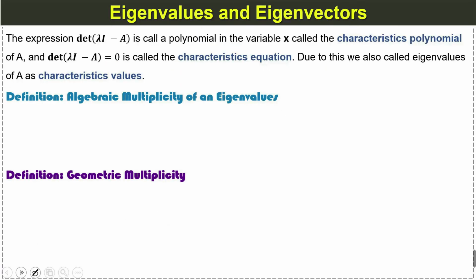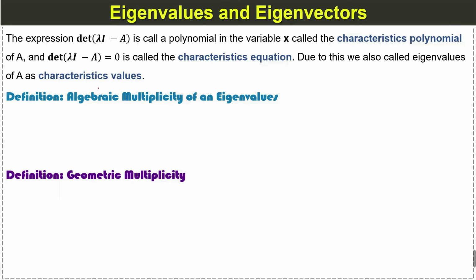So next, the determinant expression of the matrix is called a polynomial in the variable x. When we solve this matrix for the determinant, it gives us a polynomial in the variable x called the characteristic polynomial of A. When we put this equal to 0, it becomes the characteristic equation. Due to this, we also call eigenvalues of A the characteristic values.